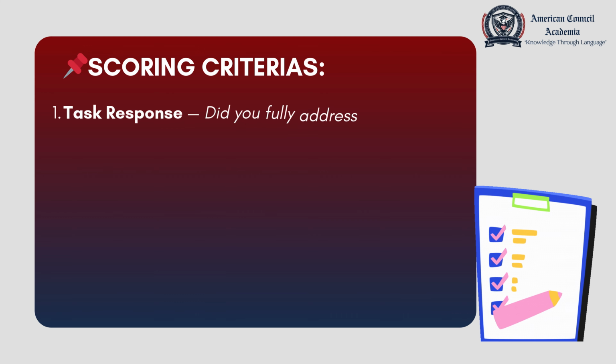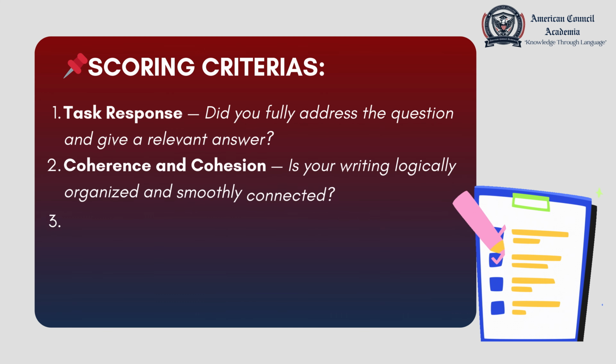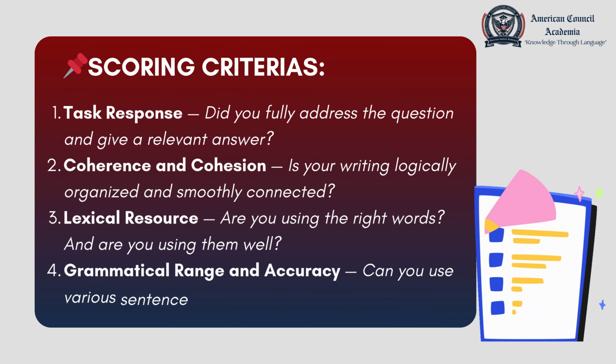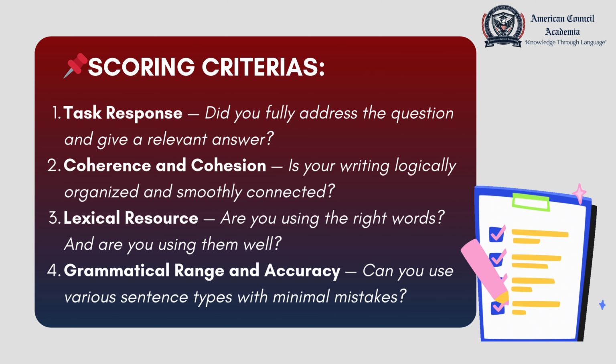You're scored on 4 major criteria. Number 1, task response. Did you fully address the question and give a relevant answer? Number 2, coherence and cohesion. Is your writing logically organized and smoothly connected? Number 3, lexical resource. Are you using the right words? And are you using them well? Number 4, grammatical range and accuracy. Can you use various sentence types with minimal mistakes? Each of these categories is worth 25% of your total score, so you can't afford to ignore any of them.